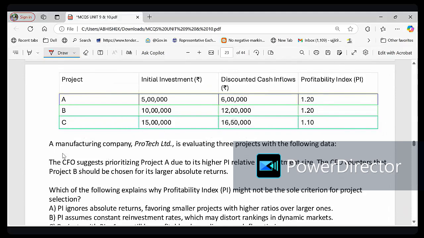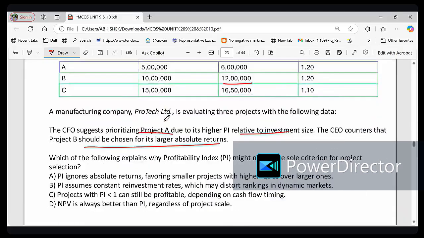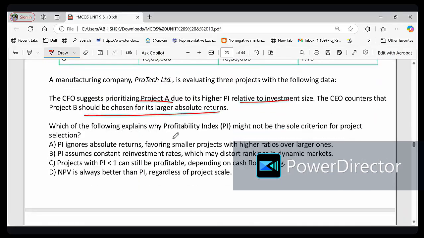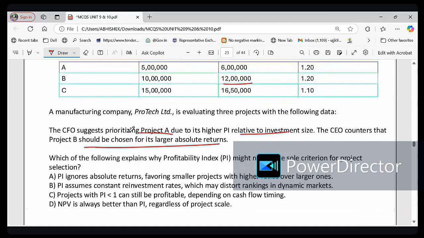Now what happened? The CFO says go for project A because the PI is the highest. The CEO says that project B gives us 12 lakh in return, that is double of what A gives. Now the question is, which of the following explains why profitability index might not be the sole criterion for project selection, right? So which project to choose?